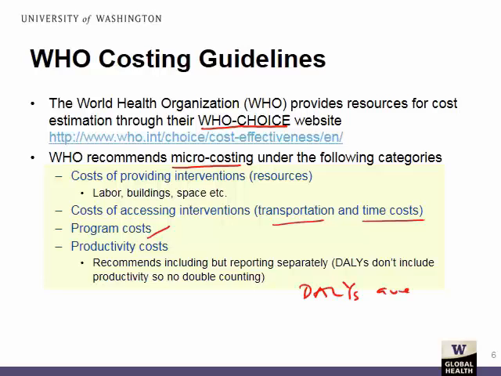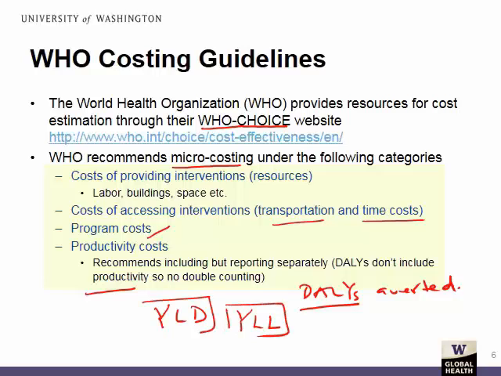DALYs averted. And as we shall see next week, DALYs averted do not include productivity. They just count years of life lived with disability and years of life lost. So the combination of these two is equal to DALYs. But I'm going ahead of myself because we're going to speak about these next week.